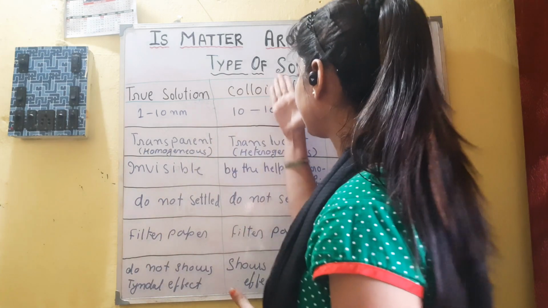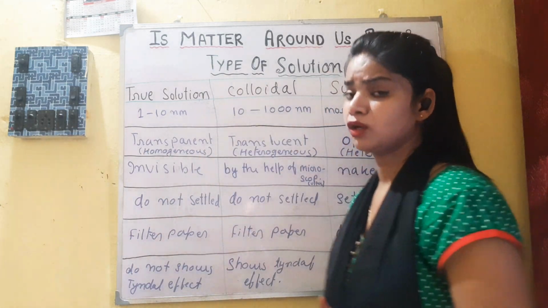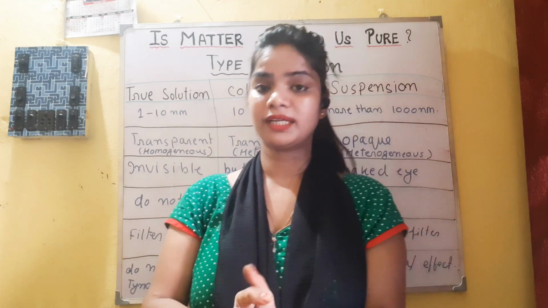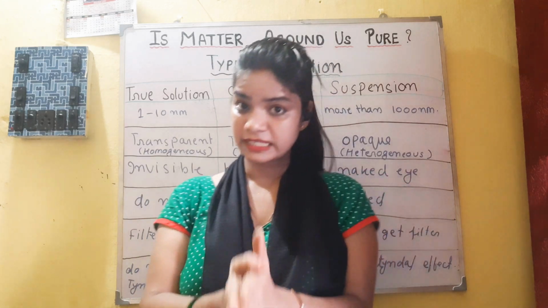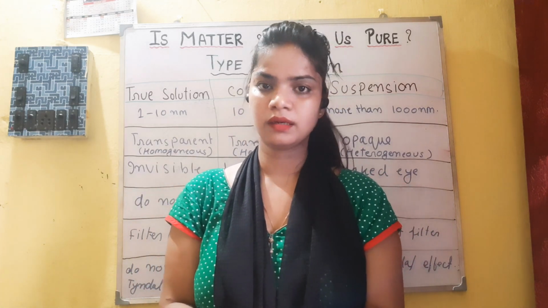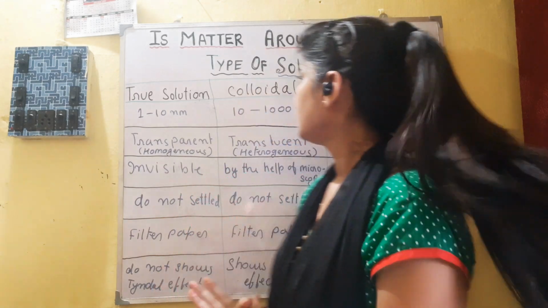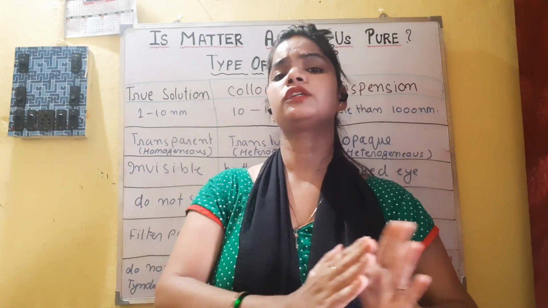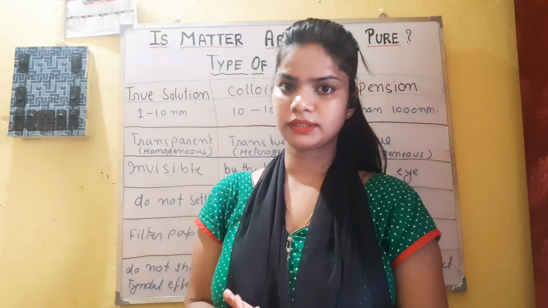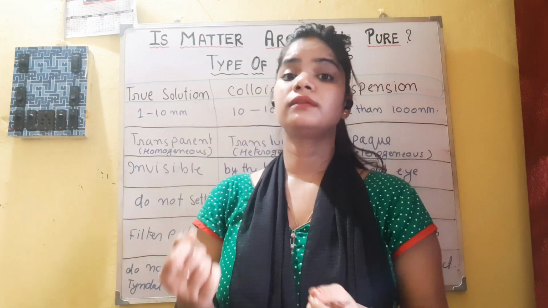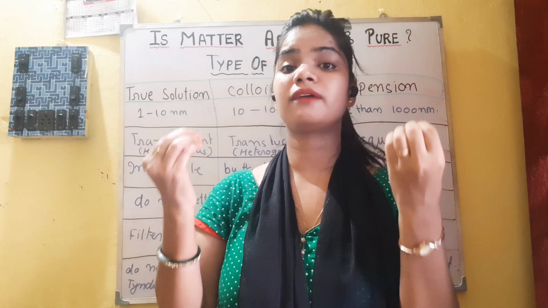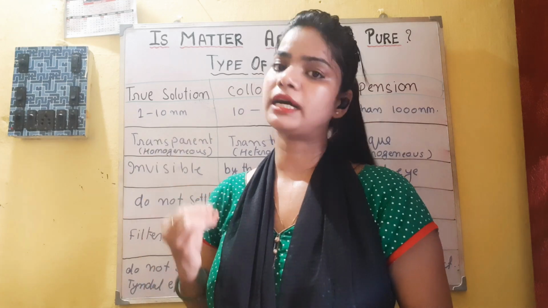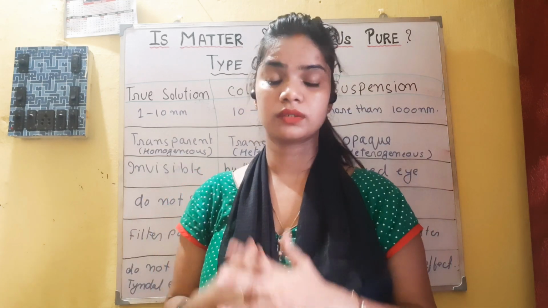Now the second is the colloidal solution. Milk is the best example of a colloidal solution. I hope you all have seen milk and how it looks. Milk's particles are in between 10 to 1000 nanometer. We cannot see them with the naked eye; we require an ultra microscope to see the particles of milk.